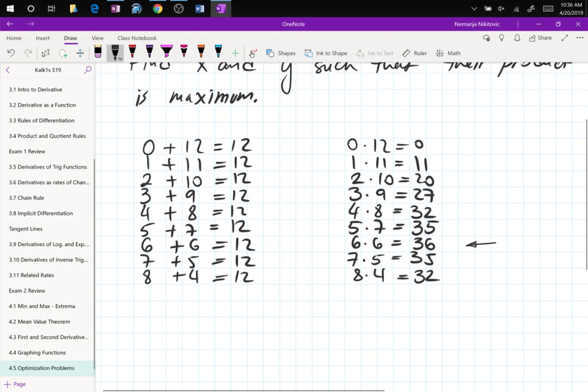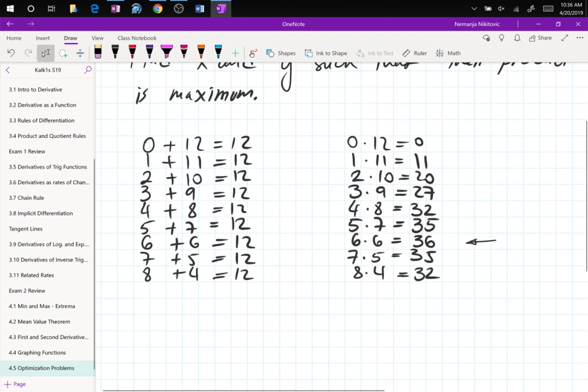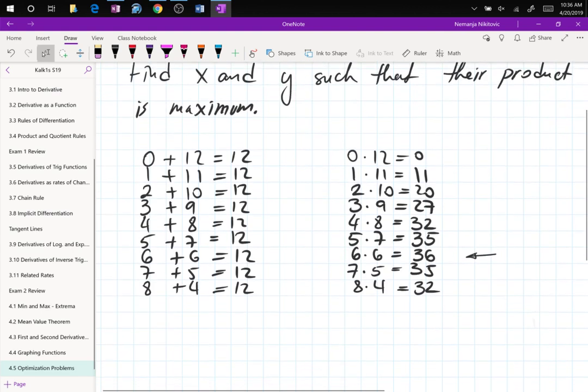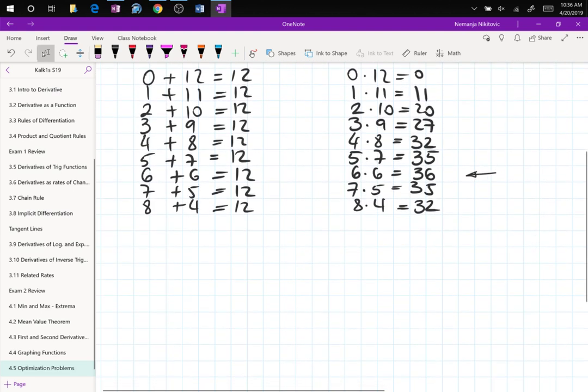So is there a way to solve this using calculus so we don't have to do all of these annoying things? What happens if I say that the sum of two numbers is 72, right? Go ahead, figure it out.